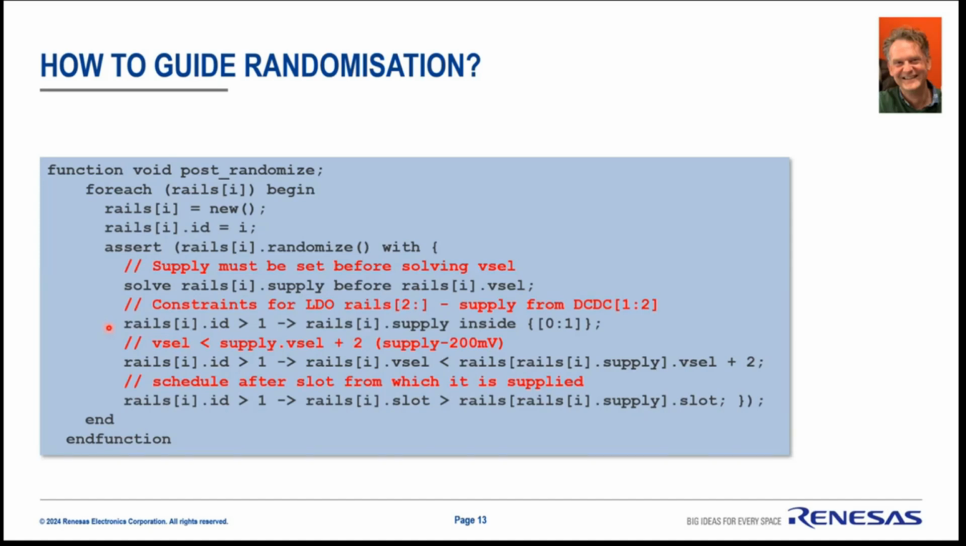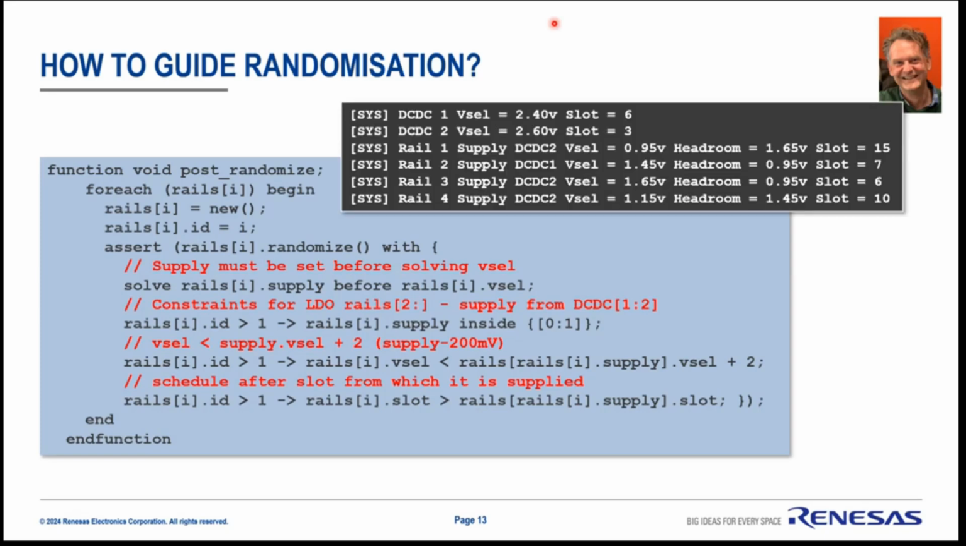And then we have another declarative implication constraint underneath that one, which is the headroom constraint, which says that the vcell of any of those rails which has an ID greater than 1 must be less than the supply rail, which is rail I supply, that's the supply number, vcell plus 2. That gives us our 200 millivolts. It must be less than that. And then the last constraint is to set the slot to be greater than the supply slot. That ensures that the DC-DC converter which it is supplying is switched on before.